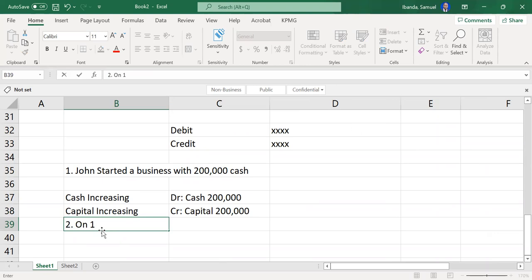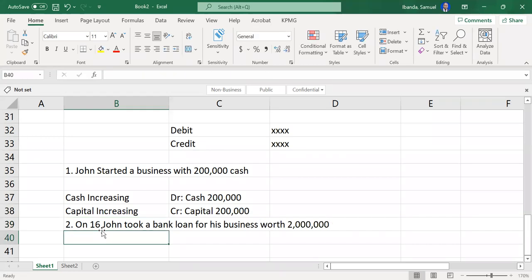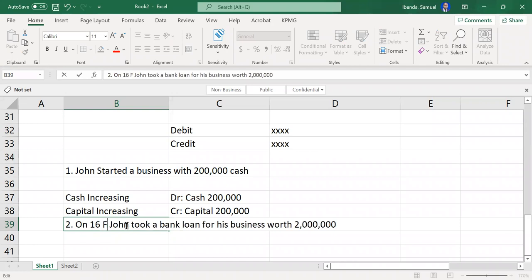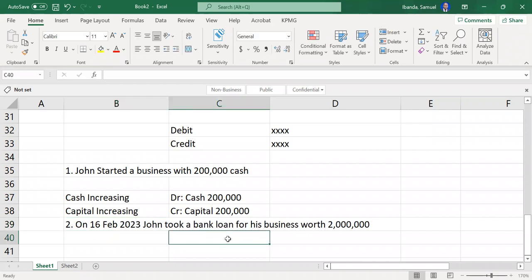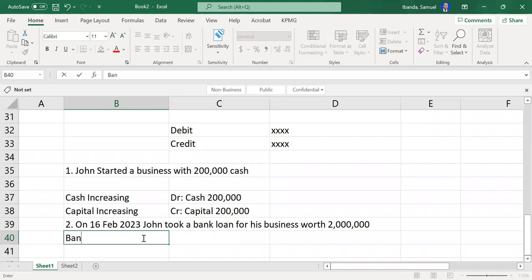Say, on 16th February 2023, John took a bank loan for his business worth 2 million shillings. So here we are saying that we have a bank loan that is increasing.